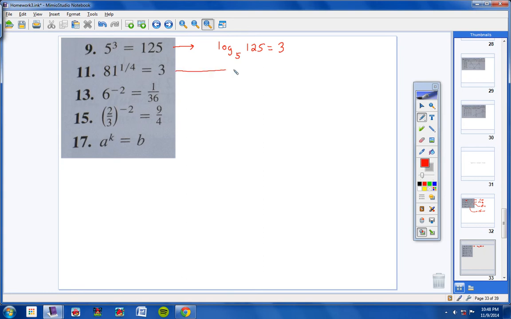All right, number 11. Here we go. Put log. Here's your base, 81. So your base goes here. Here's the number all by itself. That'll be your argument. And then here's your exponent, 1/4. So that goes all by itself right over here. There we go, piece of cake. All right, moving on to number 13.